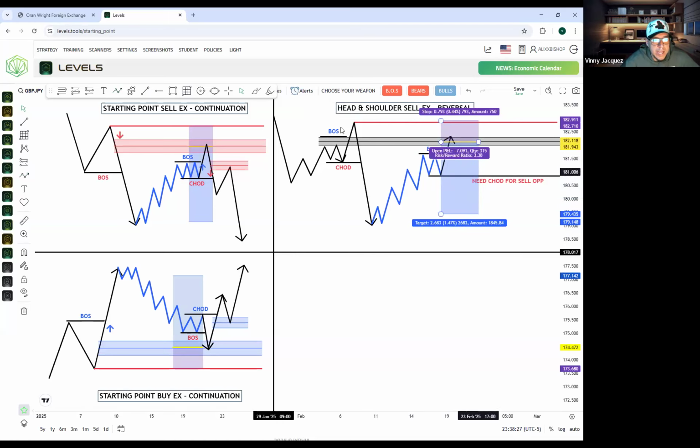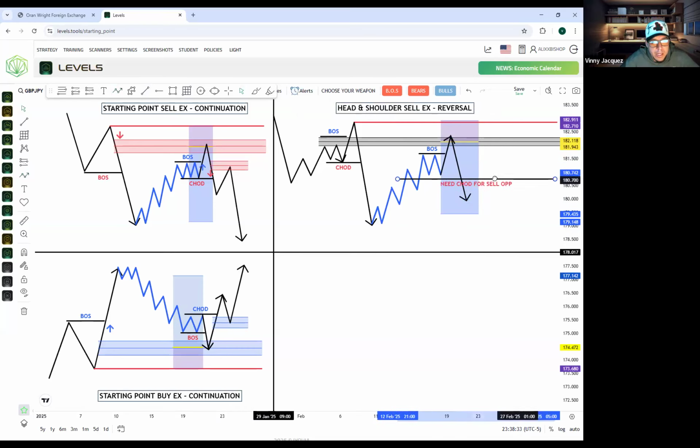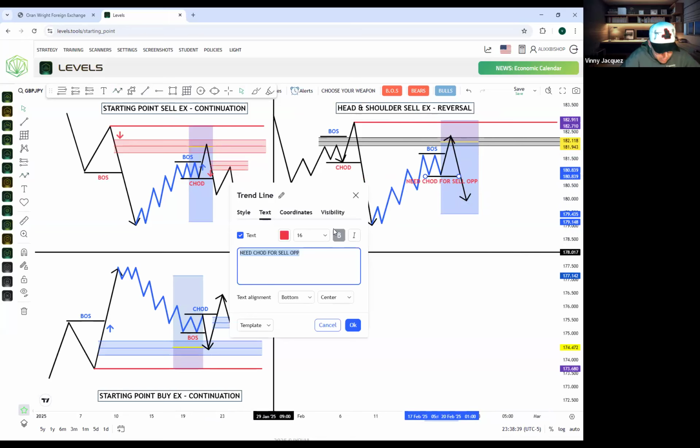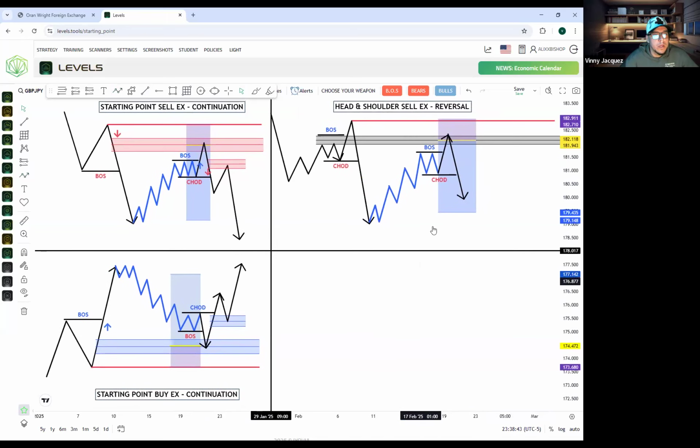So boom, we take the liquidity. The market gives me my change of direction. Let's go ahead and confirm that, right? Let's go ahead and mark it up, right? Keep everything detailed, change of direction. Cool. Now, once we get this, we can start looking for our next opportunity and sell the market down. And because this is a head and shoulder example, I'm going to go ahead and use another head and shoulder.